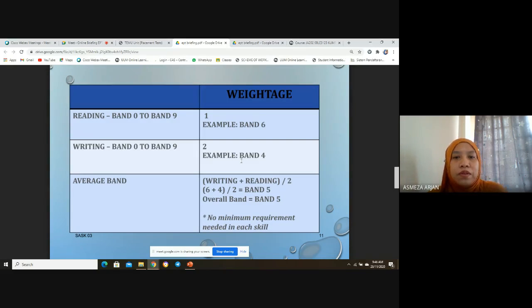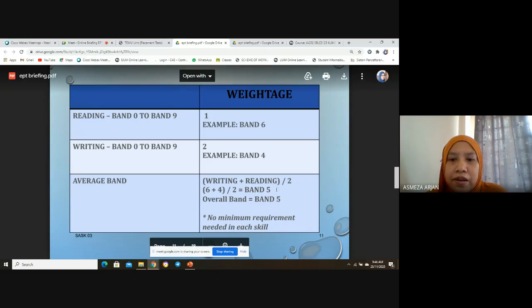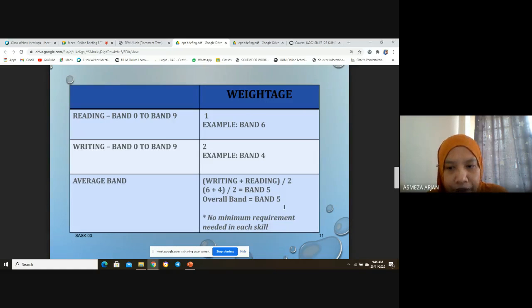So try your best to get, if you want to be exempted, you must get a minimum of 5.5. Let's say your writing you got band 6, but reading you got band 4, for example. Your average band is still 5, right? So you are not going to be exempted because your average band is not enough. We will follow your average band, and for band 5 you will be put into level 6.